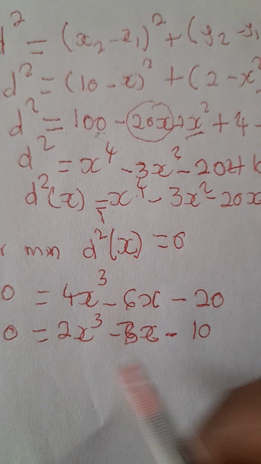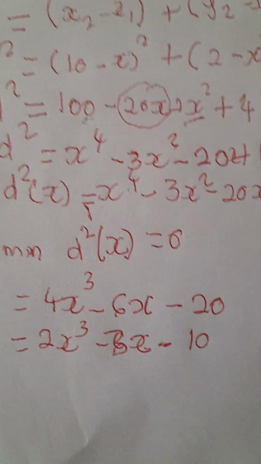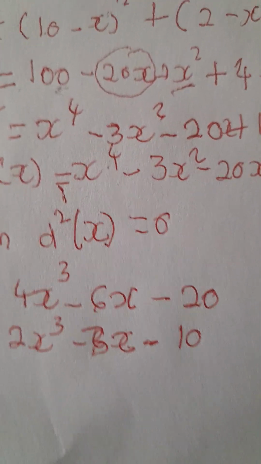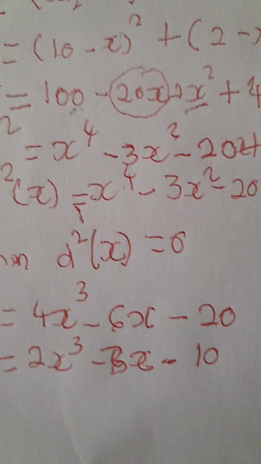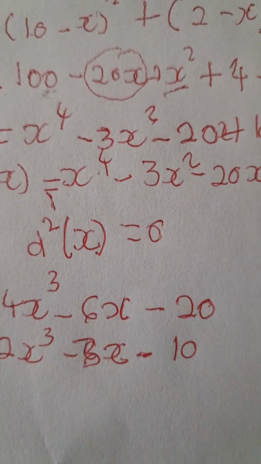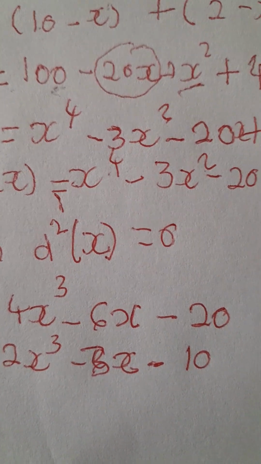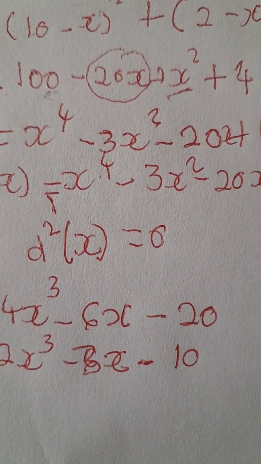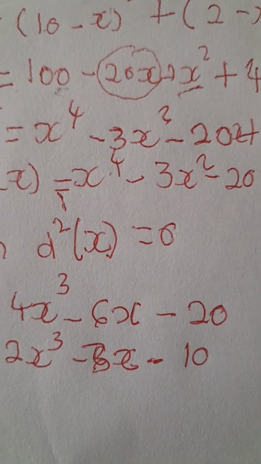The whole equation I divided by 2. So I need to solve a cubic equation. For you to solve a cubic equation, you can use the factor theorem. First thing first, we need to find the possible factors that will give us 0 here. Let me place 2. You can start by placing 1, then you follow it by 2.